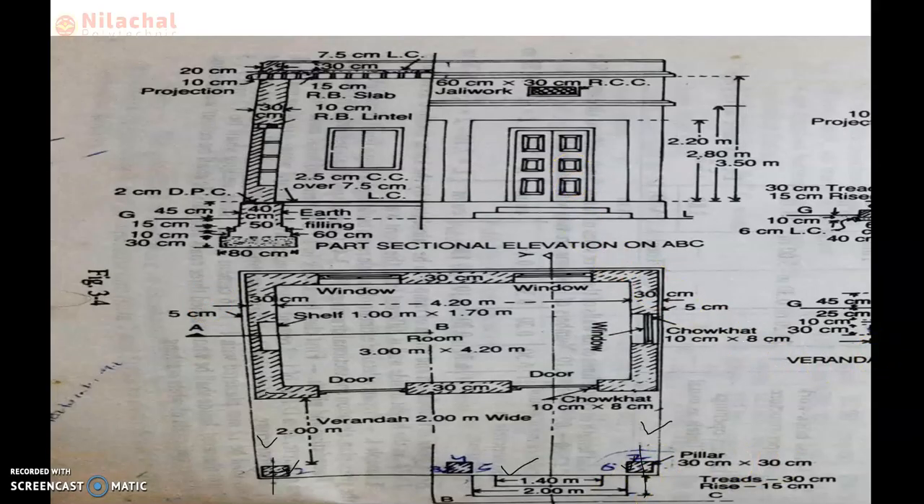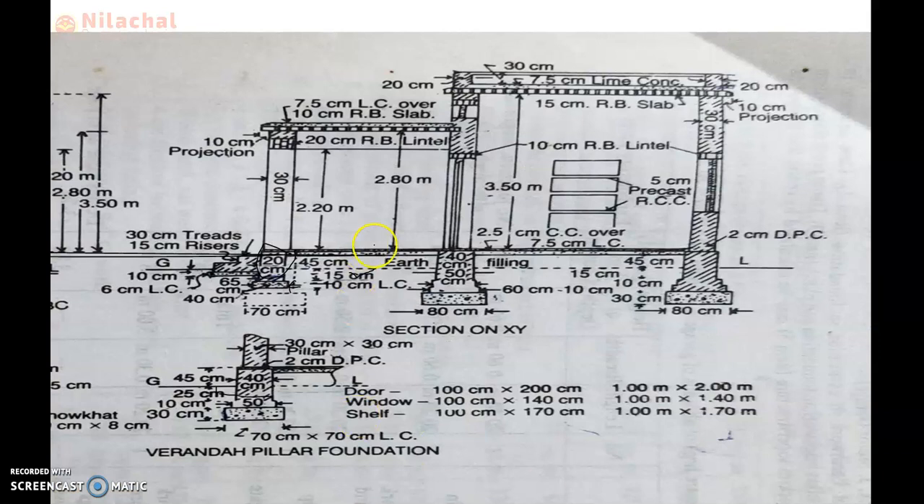Here the length of the first step is given 2.0 meter, and the length of the second step is given 1.40 meter. So first step length is 2.00 and second step length is 1.40. Then the breadth of the first step is how much? The breadth for one step is 30, for 2 it is 30 plus 30, 60. So breadth is 60 for first step.